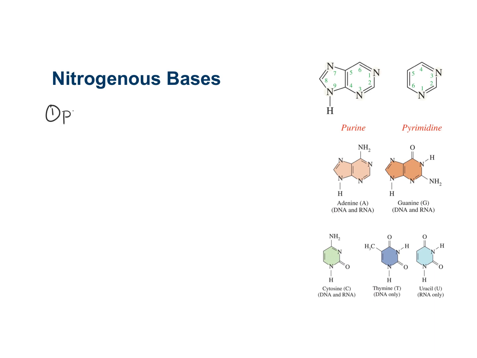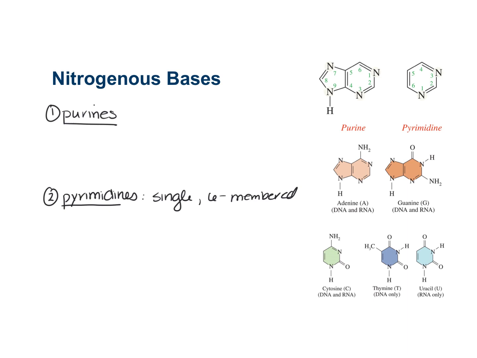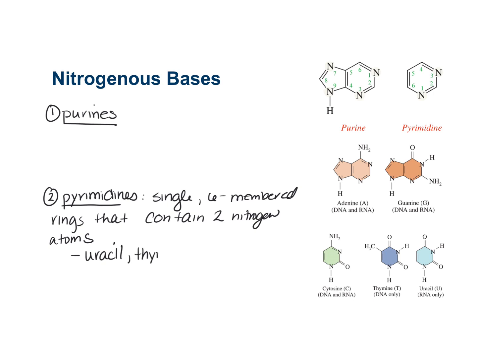So for our nitrogenous bases, we have purines and we have pyrimidines. Now, pyrimidines are single, six-membered rings that contain two nitrogen atoms. Okay, there are three pyrimidine bases. These are uracil, thymine, and cytosine. And they're shown for you right there.